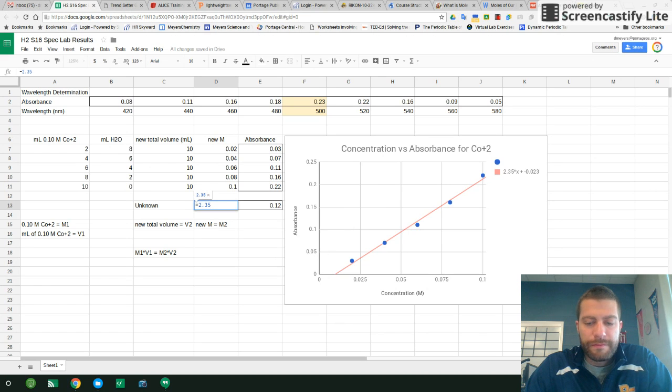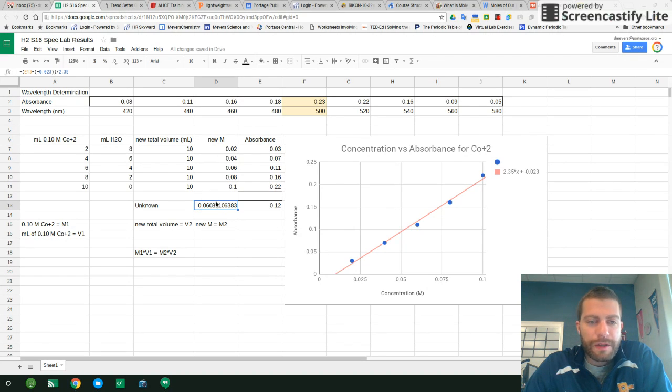Equals 2.35 times X. I'm doing this wrong. Hold on. We're going to say equals absorbance minus negative 0.023, all of that in parentheses, divided by that 2.35, and that should get us X, which in this case, X came out to 0.06. So that's the new concentration of the unknown.